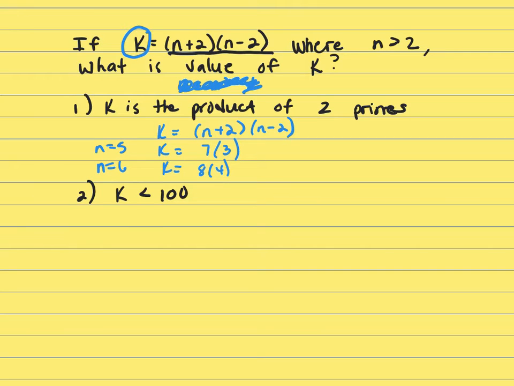But that's not how you work a data sufficiency problem. It's got to work all the time. So that doesn't work independently. Now clue 2: k is less than 100.